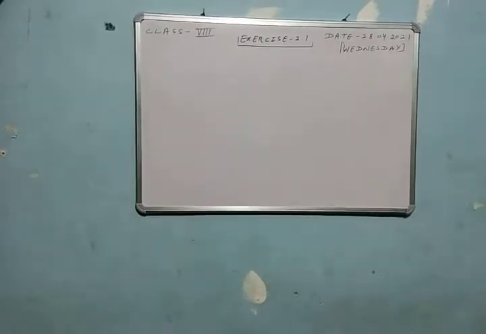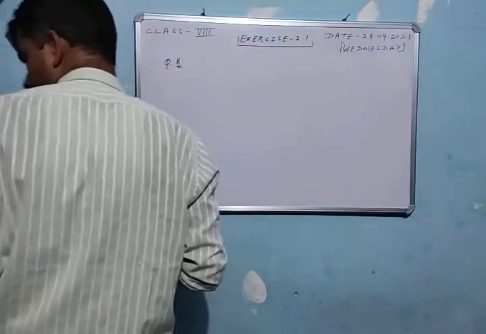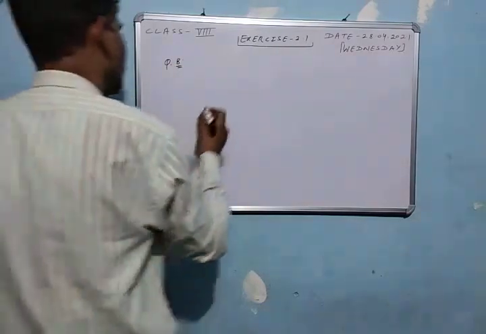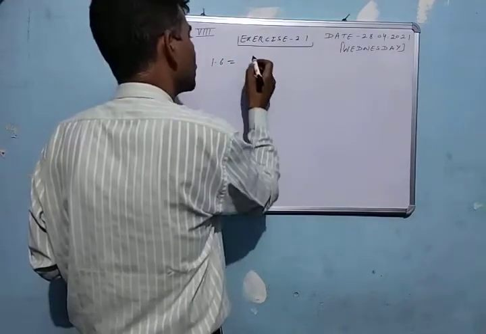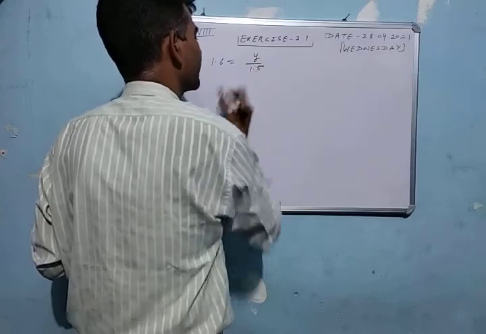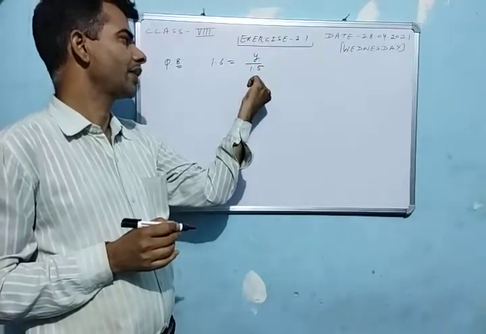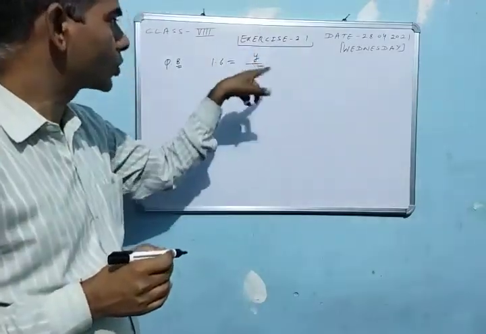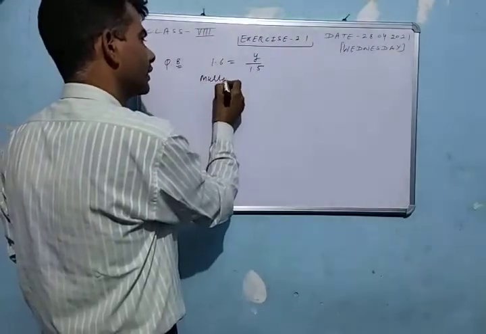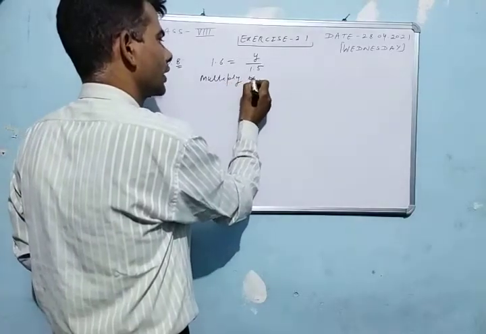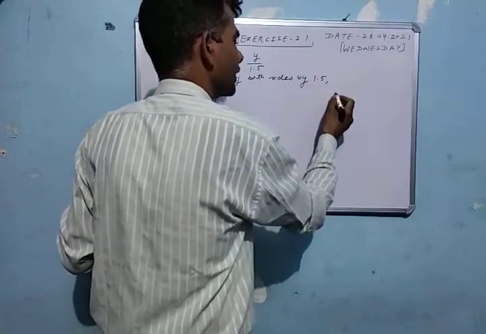Now students, your 8th question is question number 8. That is 1.6 = y/1.5. Now students, we have to find the value of y, and y is divided by 1.5. Then multiply both sides by 1.5.